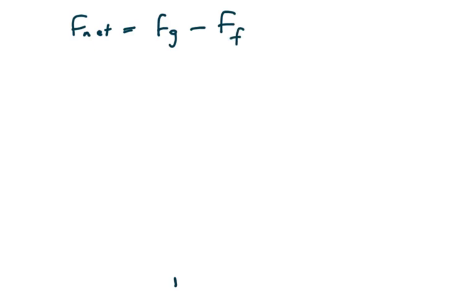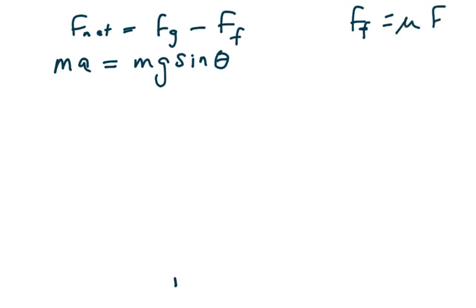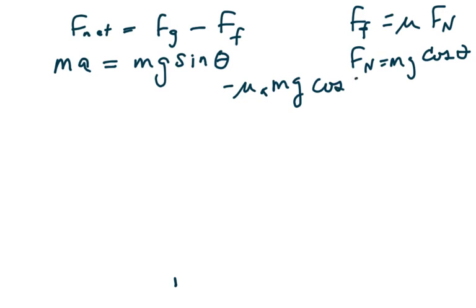So we have F net is equal to your mass times acceleration, which is equal to mass times gravity times sine of the angle. Friction is equal to mu times Fn. Fn is equal to mg cosine theta. So minus mu times mg cosine theta.